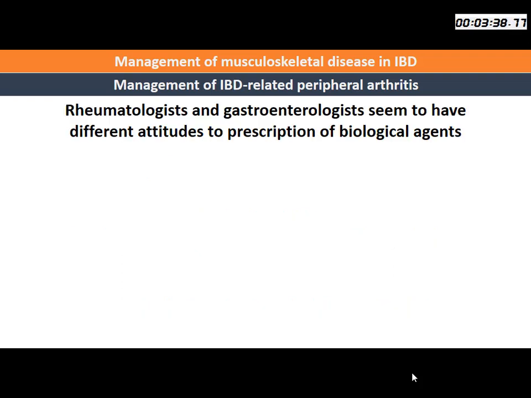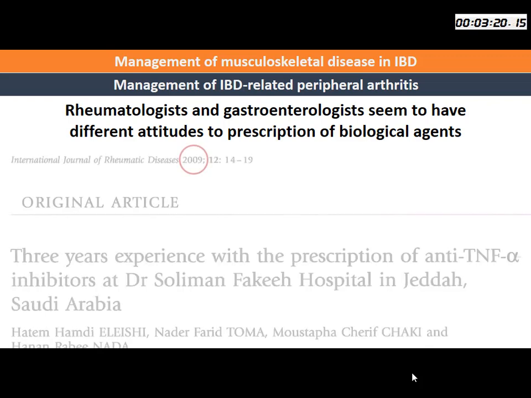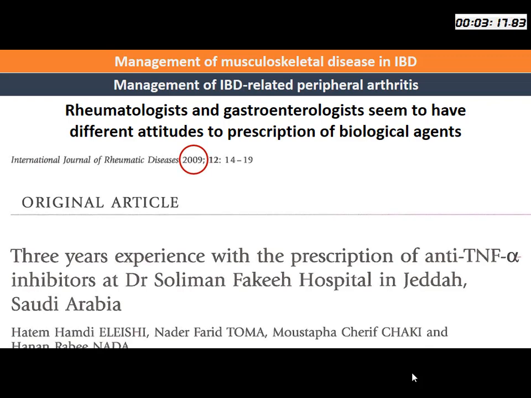Rheumatologists and gastroenterologists seem to have different attitudes to prescription of biologics, which is one of the main reasons why I wanted to come to talk here. My colleagues, the gastroenterologists, are very apprehensive about prescribing biologics, and we've been prescribing them for a long time. Like me and my colleagues, we published this back in 2009, which is almost 10 years now, and by that time, we had enough patients on biologics to describe 3 years experience with the prescription of anti-TNFs.